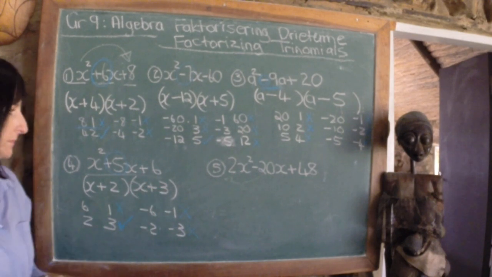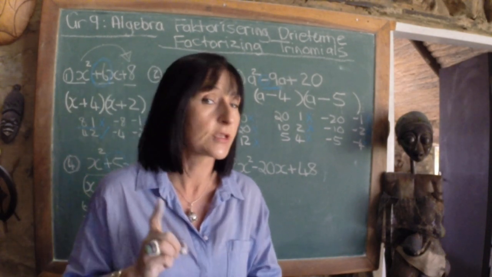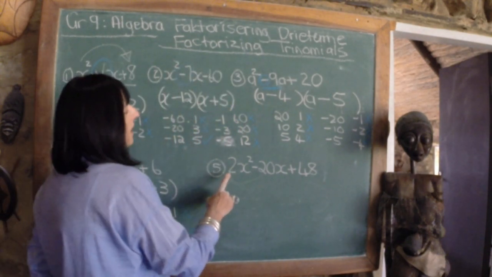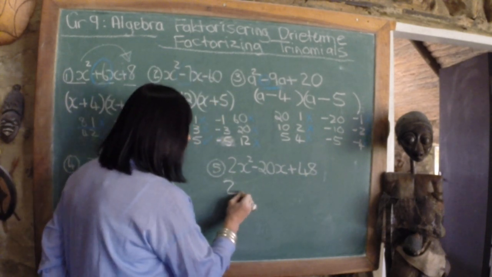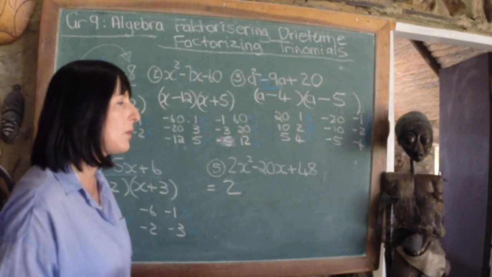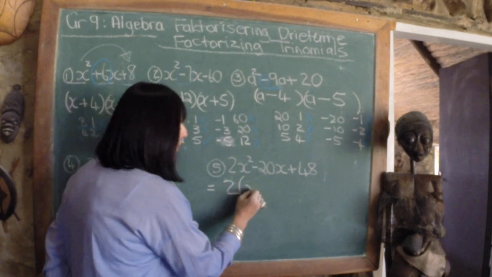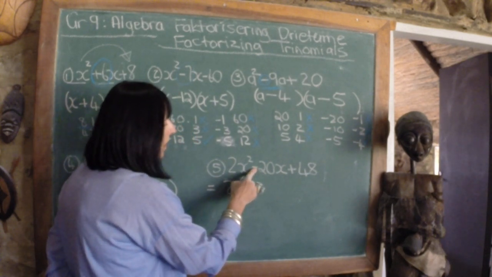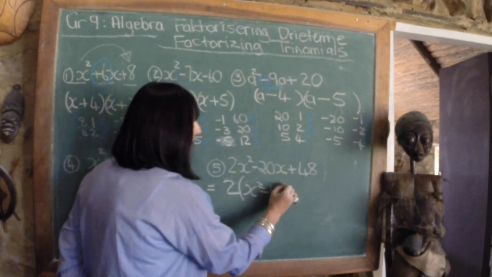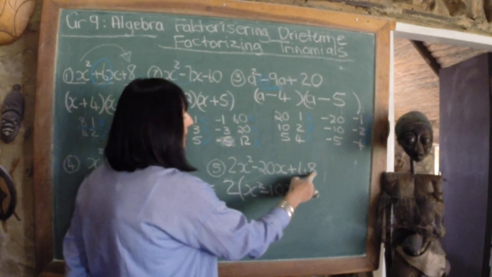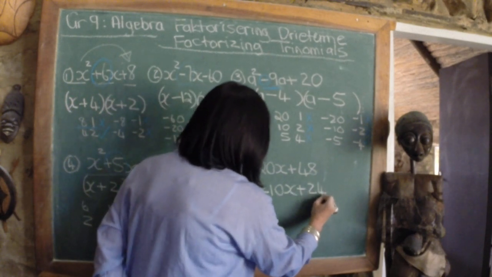And I'm done. Die laaste een moet ons onthou om altyd eers te kyk vir ons GGF. So die ouetjie wat ek uit al 3 hierdie kan uithaal is 2. Taking out a highest common factor. And then, if I divide 2 by 2, it gives me 1x squared minus 20 divided by 2 gives me minus 10x, plus 48 divided by 2 gives me plus 24.